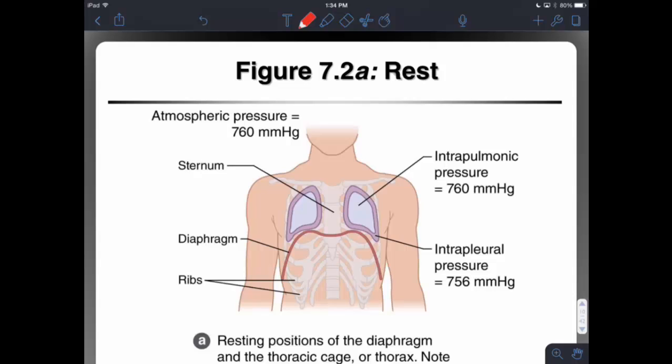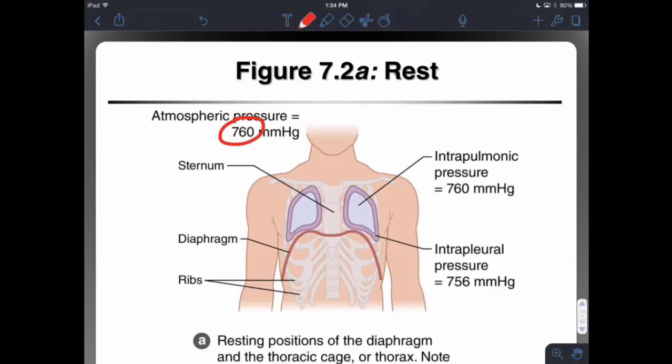For this recording, we are going to talk about the process of pulmonary ventilation. So let's set up the conditions at rest. Normal atmospheric pressure, we call it standard pressure, is 760 millimeters of mercury.